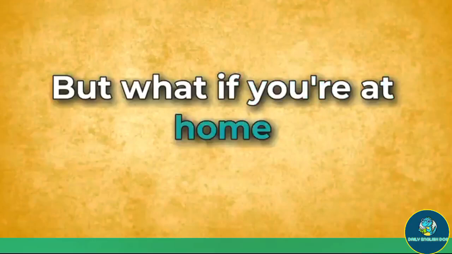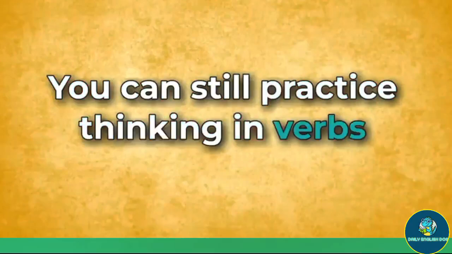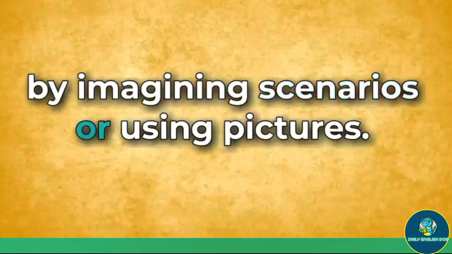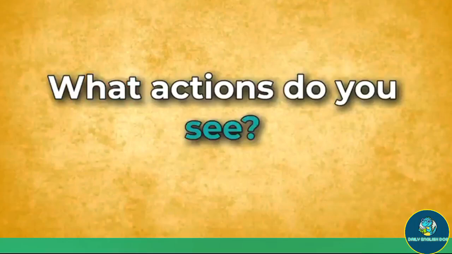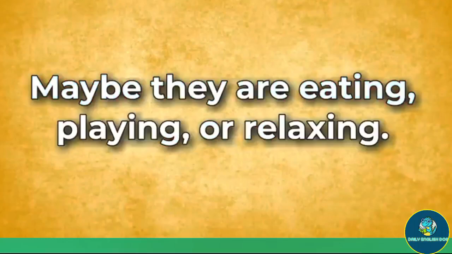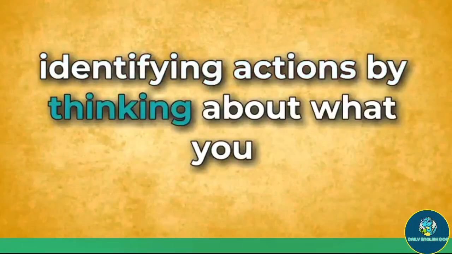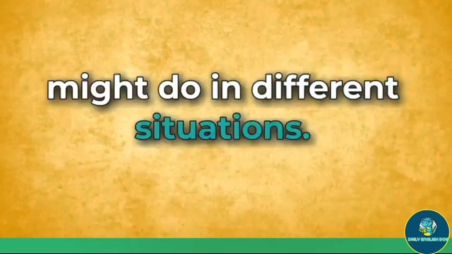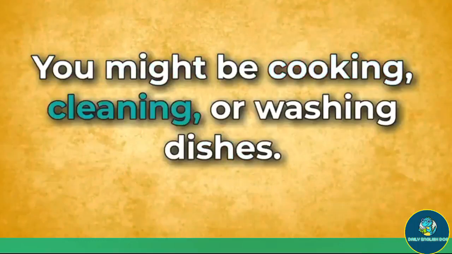But what if you're at home, where there's not much happening? You can still practice thinking in verbs by imagining scenarios or using pictures. For instance, look at a photo of a family picnic. What actions do you see? Maybe they are eating, playing, or relaxing. Even when you're indoors, you can practice identifying actions by thinking about what you might do in different situations. Imagine you're in your kitchen. You might be cooking, cleaning, or washing dishes.